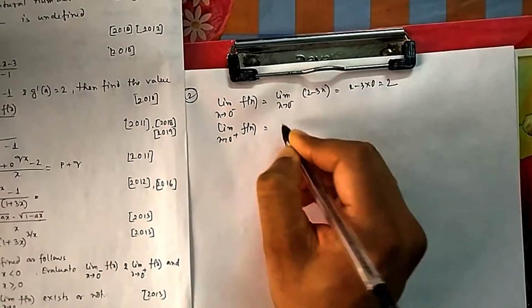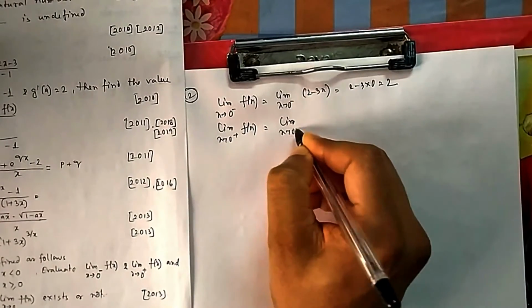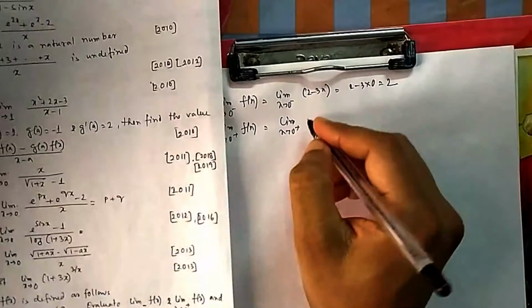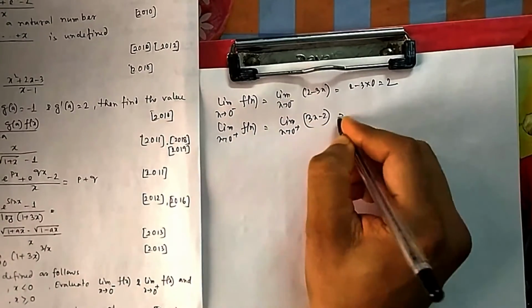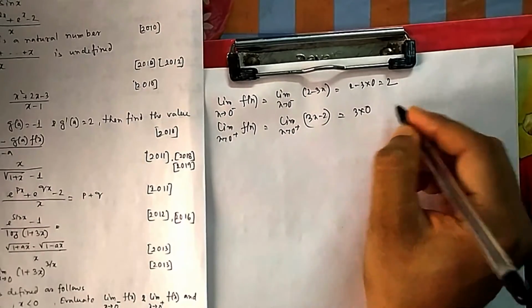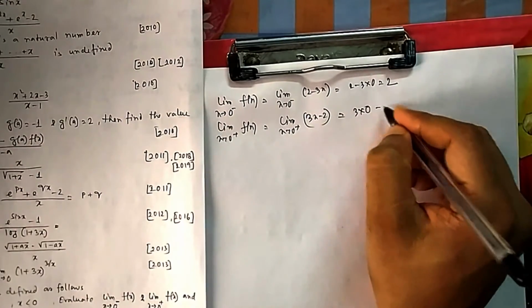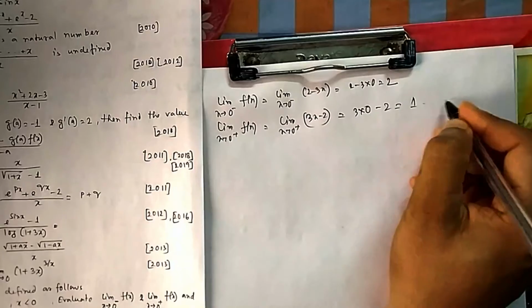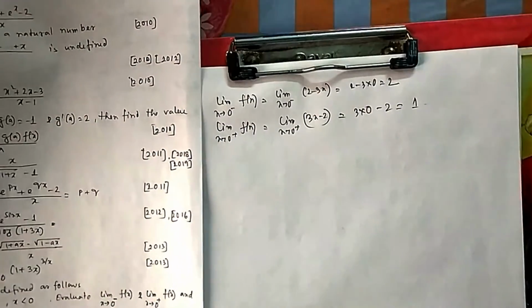So for 0 plus, which branch will come? Limit x tends to 0 plus, it will go to this branch, 3x minus 2. So again, if you take 0 plus, meaning 0.00001, you can write it as 3.00001. So that is minus 2, which is 1.0001, that is nearly 1. So that is the idea.